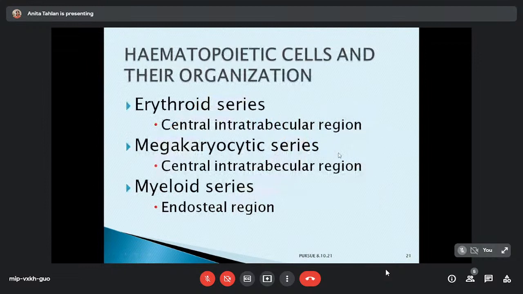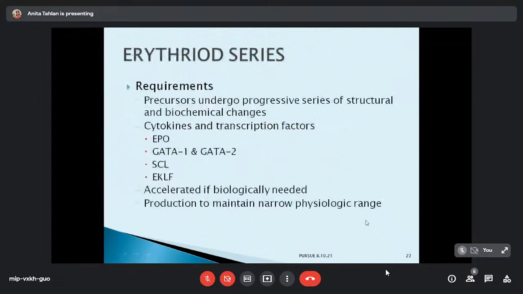So what is the spatial organization that I have been talking about? The erythroid series are located in the central intratrabecular region, as well as the megakaryocytic series, whereas the myeloid series are located in the endosteal region.